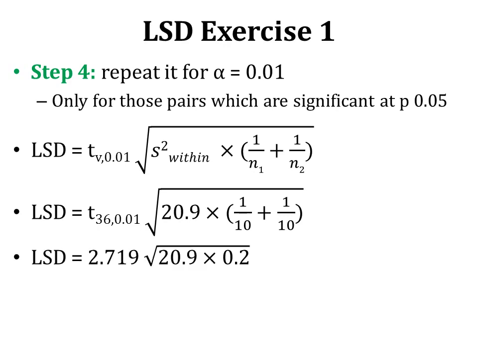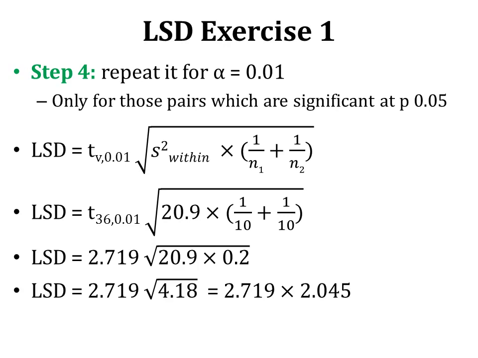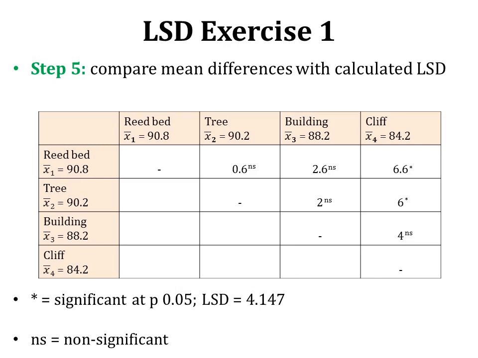So we have 20.9 multiplied by 0.2, we have 4.18, we take the square root, and the answer is 2.045. So when this one is multiplied by the t-value, which is 2.719, we get our LSD, which is 5.56. So this is LSD for the first pair of means at 0.01 significance level. So do we need to repeat it for the second pair? Yes, we need to repeat it, but because we have the same number of observations, if we repeat it, we are going to get the same value, right? So we are taking this value and we are comparing this value with the differences between the means. But which means are going to be compared here?